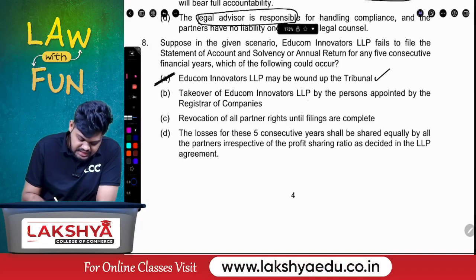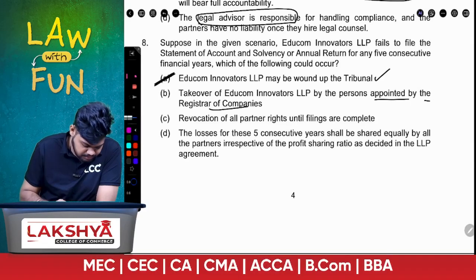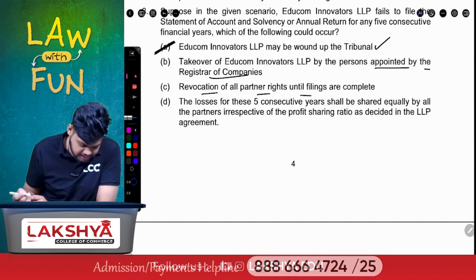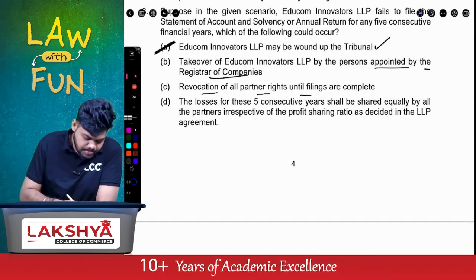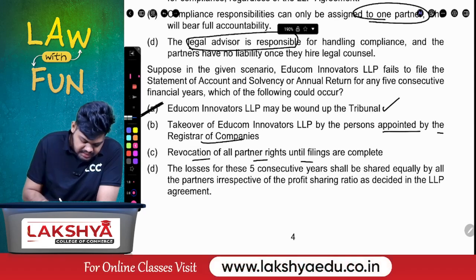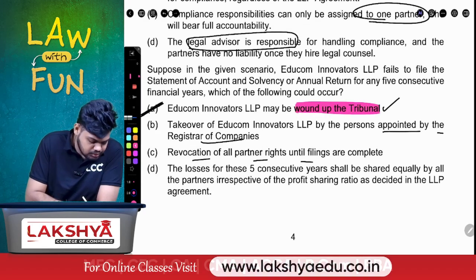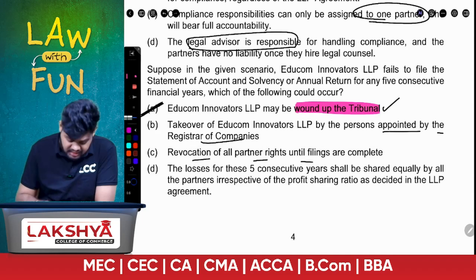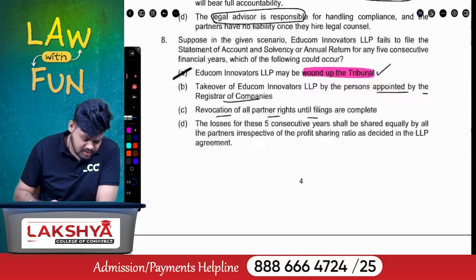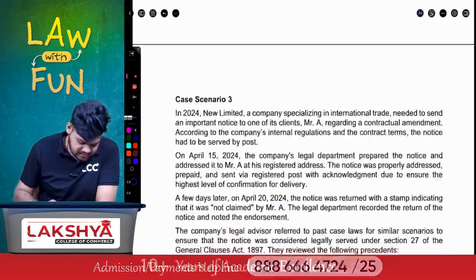Takeover of the LLP by persons appointed by the Registrar of Companies? No. Revocation of all partners' rights until filings are completed? No. The losses of these 5 years will be shared by such partners? No. The option obviously is the first, where the tribunal has the power to pass an order for winding up of such an LLP which has failed to file its annual returns and statement of accounts and solvency for how many years? 5 years, 5 consecutive years.